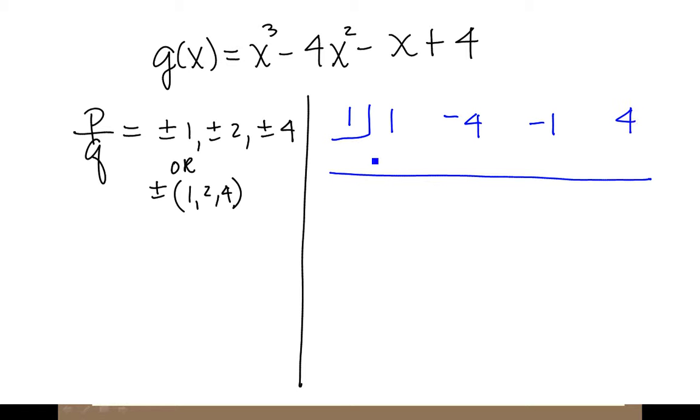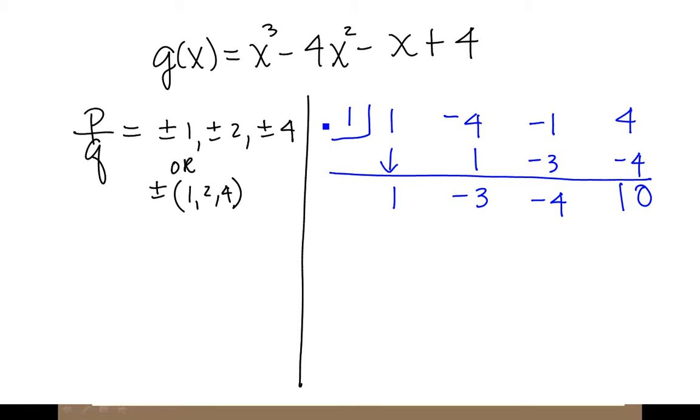So let's try it. Bring down your 1. 1 times 1 is 1. Negative 4 plus 1, negative 3. Negative 3 times 1, negative 3. Negative 1 plus negative 3, negative 4. Negative 4 times 1, negative 4. And then 0. Therefore, it worked. So positive 1 is a rational zero.